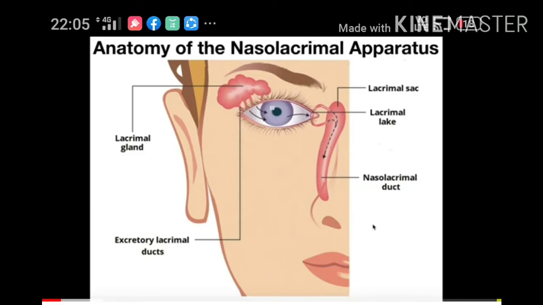When the palpebral part of the gland is surgically removed, all the ducts are also removed, resulting in a condition where production of lacrimal fluid takes place, but its drainage is hampered.